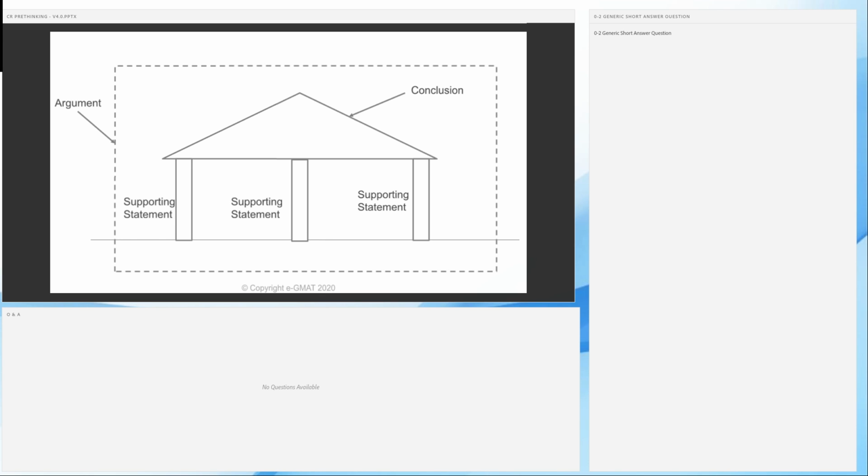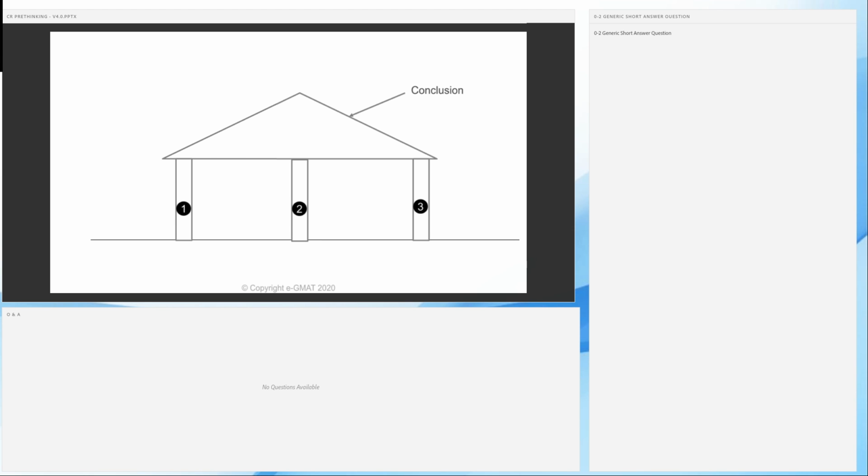At e-GMAT, we like to visualize everything, and I want to make sure you understand that must be true aspect through visualization. So what does this mean? Think of this entire argument as a house, with the roof as the conclusion and three supporting statements as pillars that prevent the roof from caving in. Let's call these pillars 1, 2, and 3. Now let's remove pillar 1. If the roof still stays upright, then pillar 1 was a strengthener.